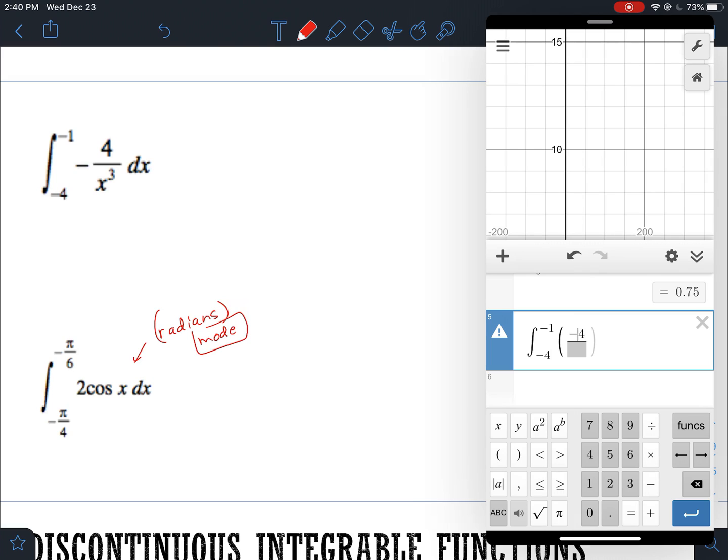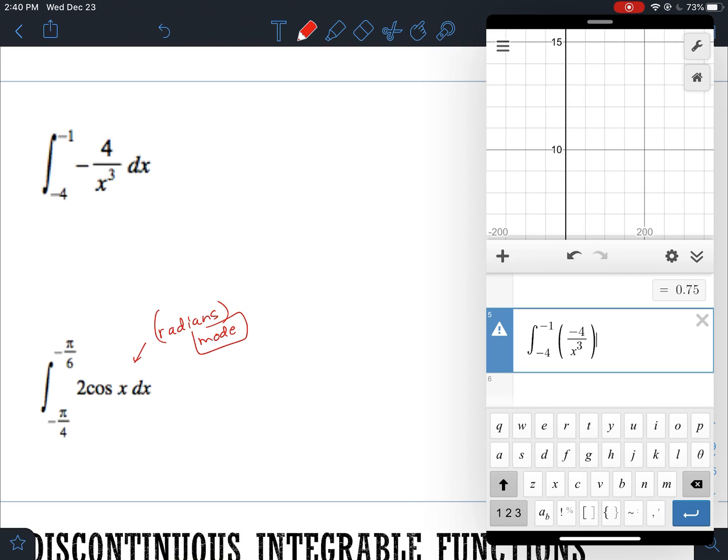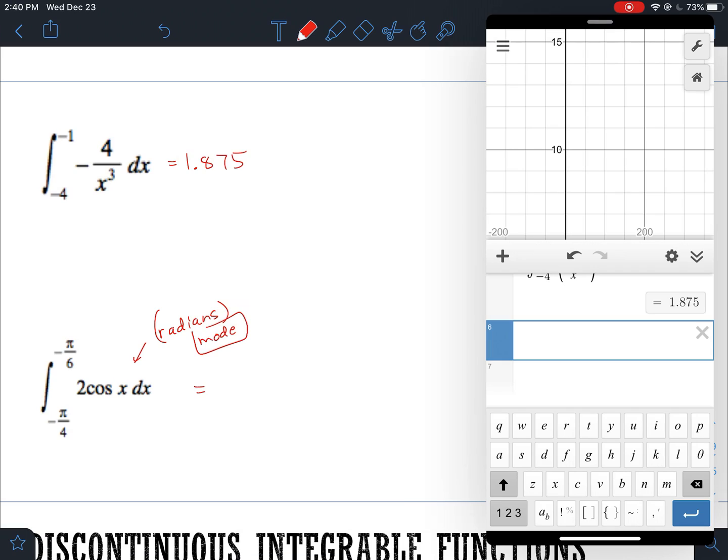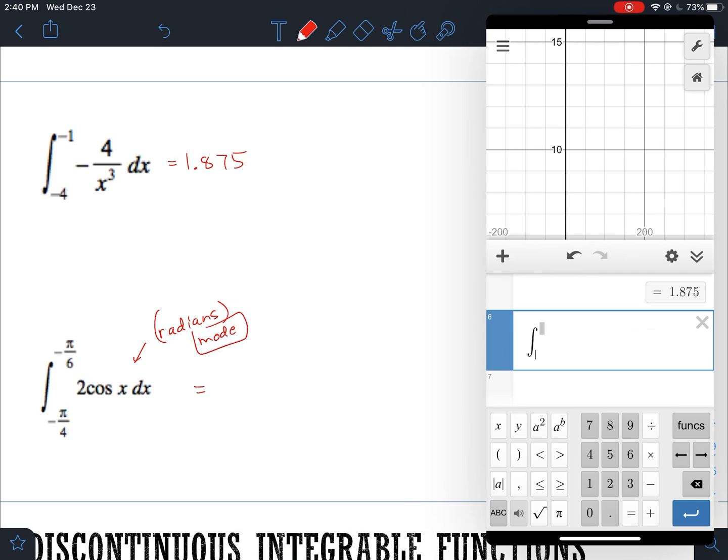So function, integration, negative 4 to negative 1. And then we'll do 4 divided by, oops, this is negative, divided by x cubed, and then dx, and we get 1.875.